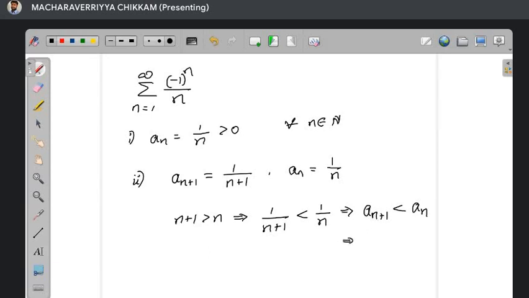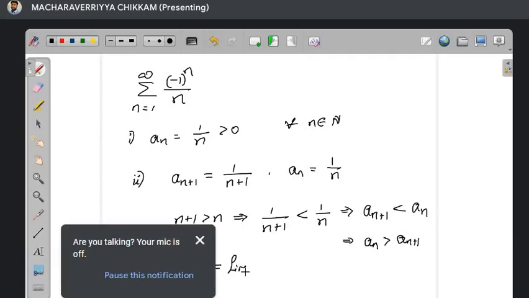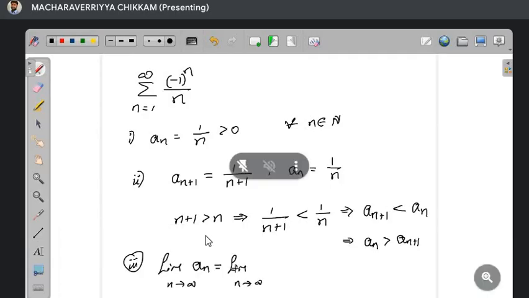Of course, the same one you can write like this: a_n is greater than a_(n+1). So the second condition is also satisfied. How about the third one? The third one is the limit as n goes to infinity of a_n. That is the limit as n goes to infinity of 1 by n. And what is its limit? It's 0.